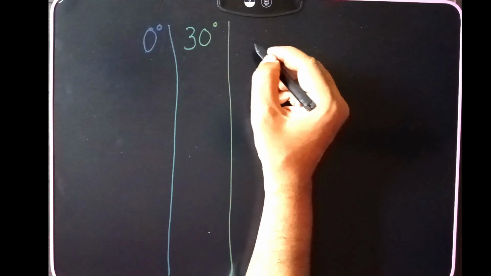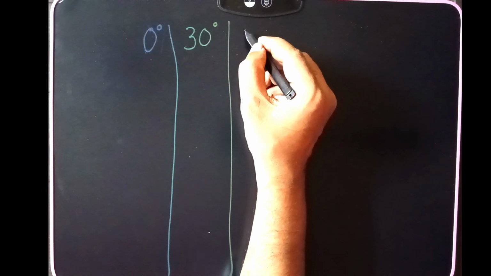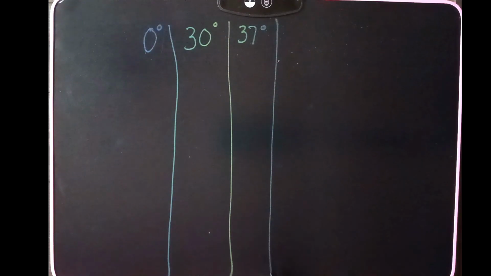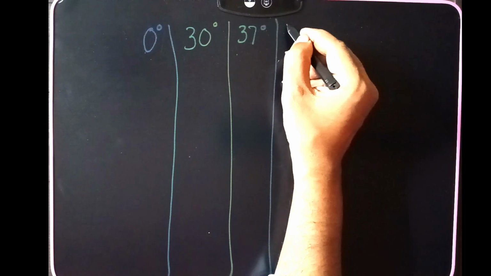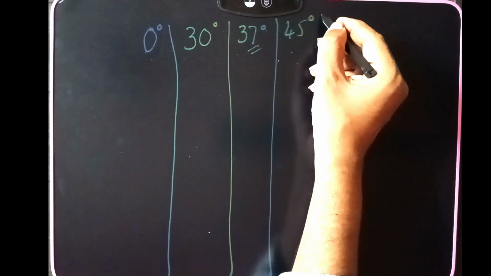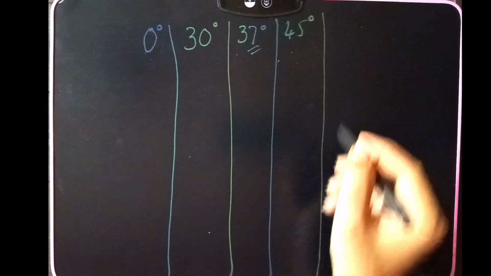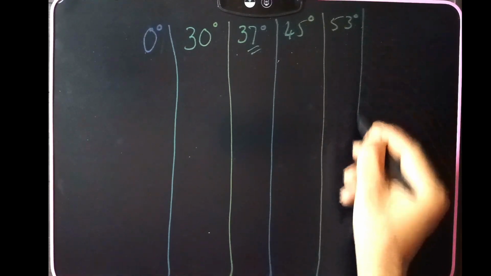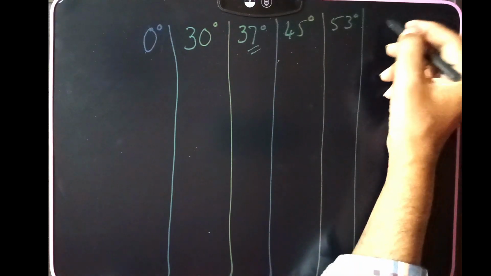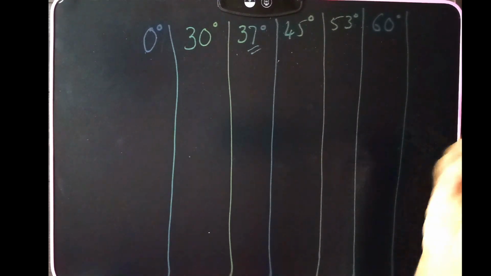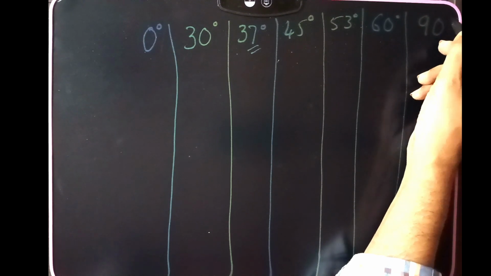30 degrees, another common angle. Then another angle is 37 degrees, which is used extensively in physics. 45 degrees, in most of the problems you will see this 37 degrees, 45 degrees, 53 degrees, then you have 60 degrees, and then you have more after 90 also, you have 80 degrees and all.